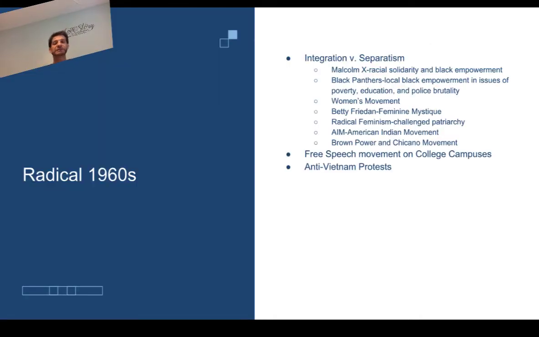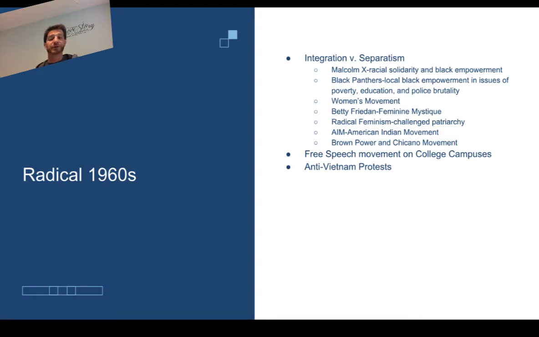But in the 1960s, things turned much more radical. There was a sense that things were not moving quickly enough and not moving effectively enough. And so we get that model that we talked about in class of integration versus separatism. Martin Luther King promoted the idea of integration: if we can just get people to work together over time, racism would die off. Malcolm X, though, says this is not possible because of power inequalities. No matter what, white people are not going to give up their power. And so he calls for racial solidarity and black empowerment. A good example of that was the Black Panthers, who had the notion of local black empowerment in areas like Oakland and Los Angeles to deal with problems of poverty, education, and police brutality.